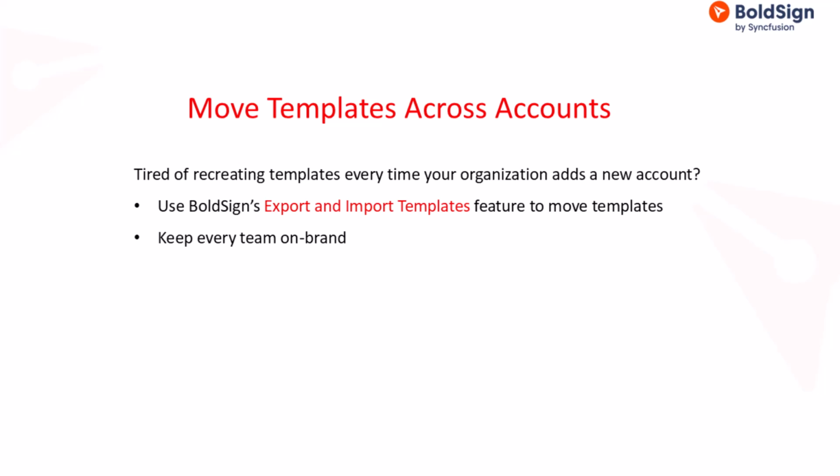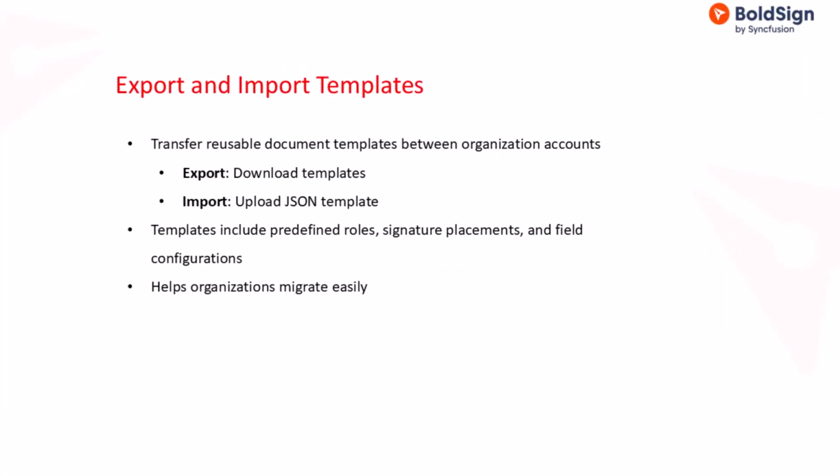Let's get started. BoldSign allows you to move templates between accounts using a lightweight JSON file format. The Export Templates option lets you download templates from your current account for sharing, backup, or migration, while the Import Templates option lets you upload those files into another account and start using them immediately. Every exported template includes its predefined recipients, roles, signature placements, and fields, ensuring complete consistency.